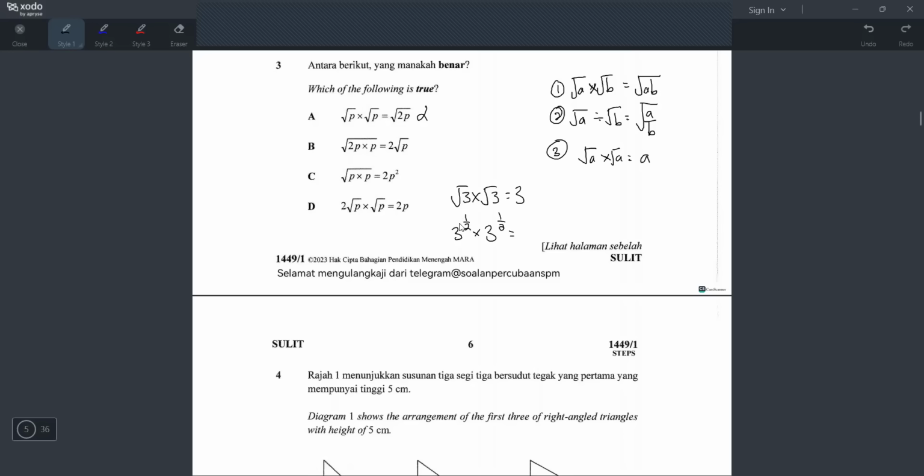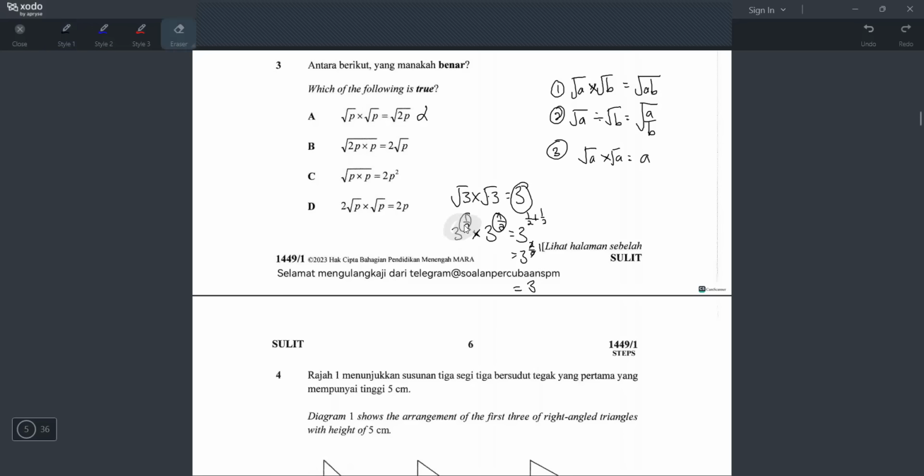And if you have two numbers with the same base and you multiply them together, you have to take the powers and add them together. So it will be 3 power 1 over 2 times 3 power 1 over 2, which is 3 power 1 over 2 plus 1 over 2. And 1 over 2 plus 1 over 2 is 2 over 2, which is 1. So what is 3 power 1? 3. That is why square root 3 times square root 3 is equal to 3.